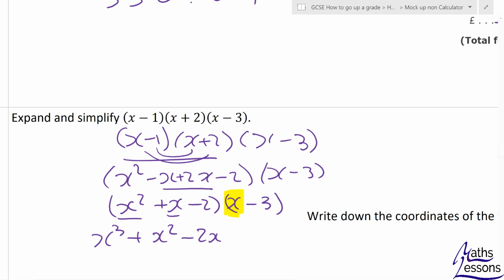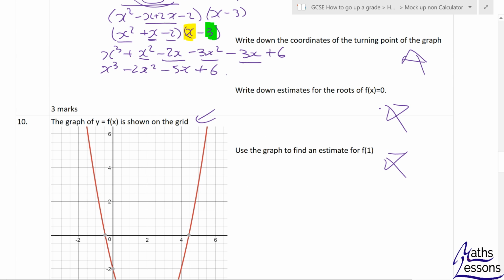Right, there's the graph here, and we've got to write down the turning points of the graph, write down the estimates for f of x equals 0, and use the graph for f to find an estimate for f of 1. So these are the three questions here. Okay, let's just see if I can get that all on the screen at the same time. Okay, hopefully you'll still be able to see the graph. It shouldn't take too long, but we'll give you 2 minutes because there are 3 separate questions there for you to look at. Off you go.